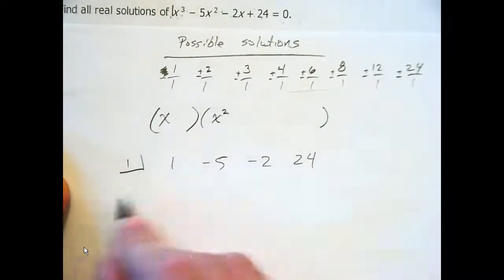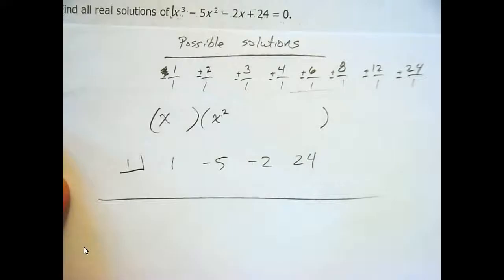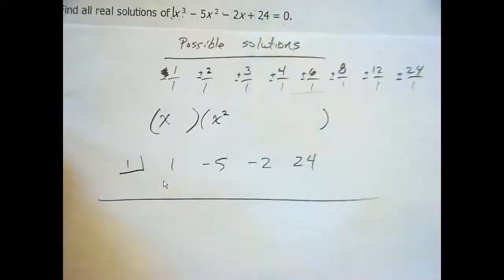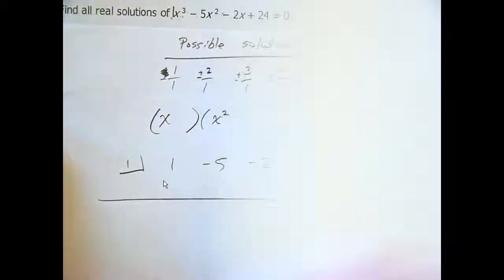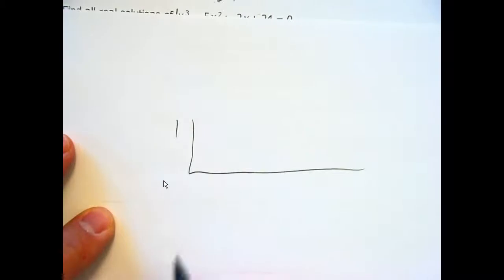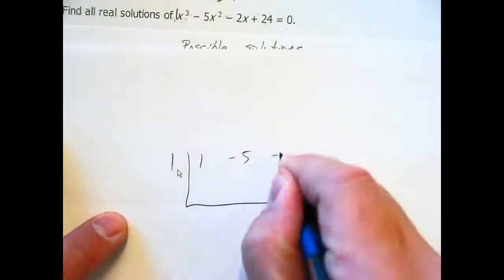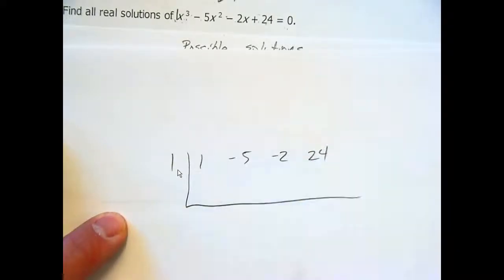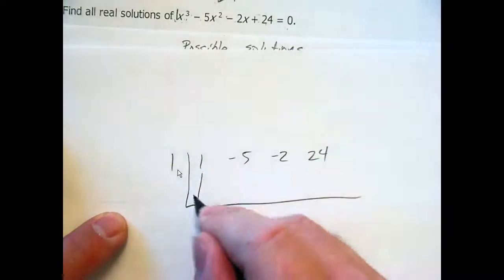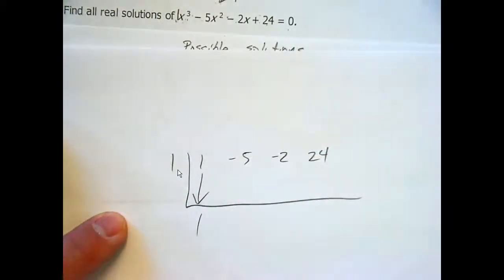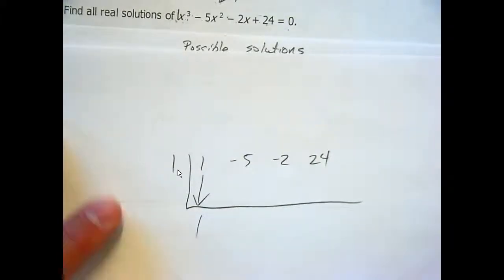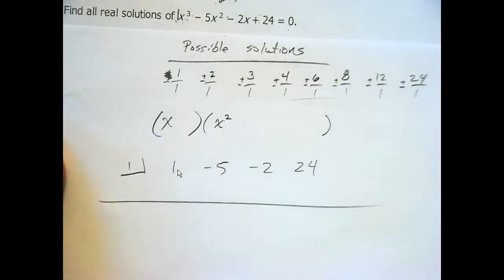You guys, by the way, this is the way I write it. It was pointed out to me yesterday by a student that your book writes it like this, and it's just another way of writing it. They write that same thing like this. They put the 1 out there, and they put 1, negative 5, negative 2, 24. It's up to you how you write it. You'll have other teachers that do it a different way, probably. I learned it like this. That's why I write it like that.